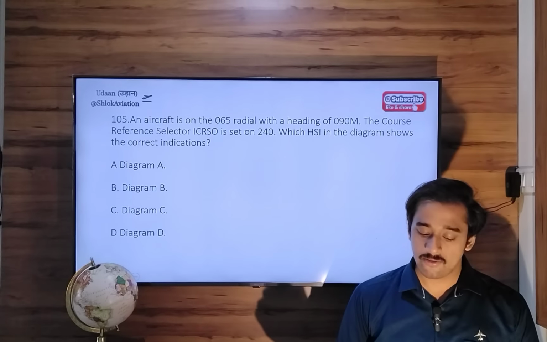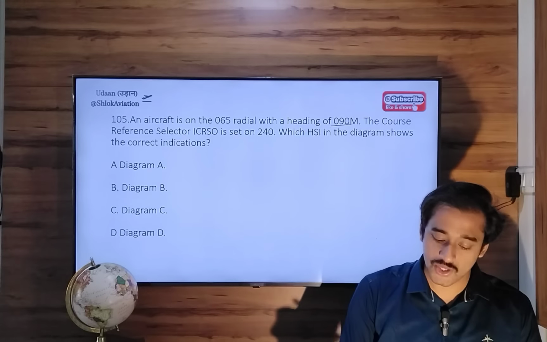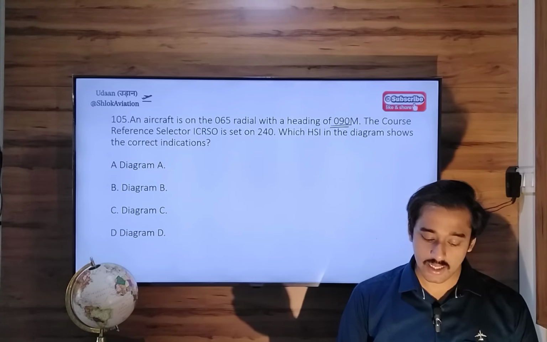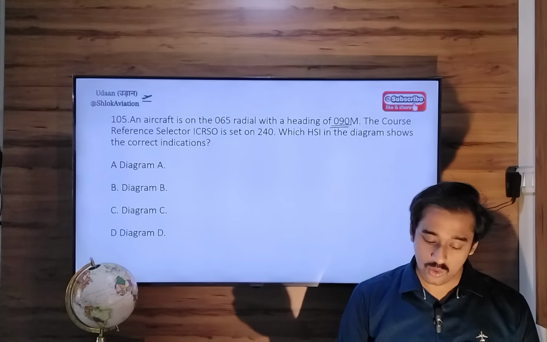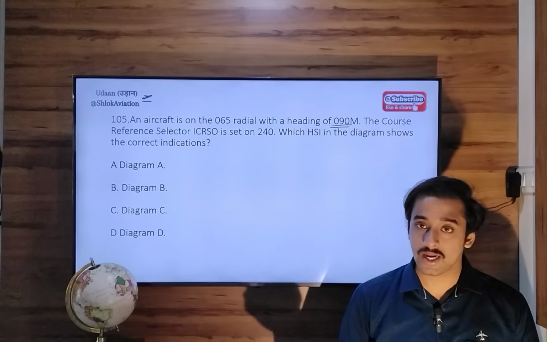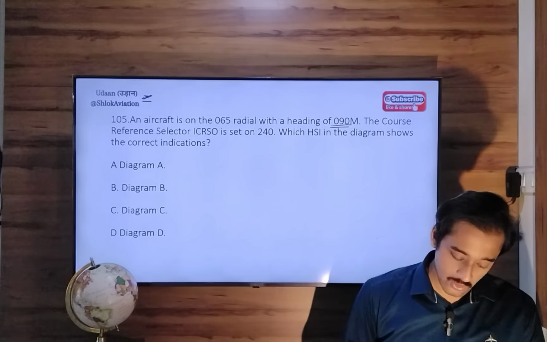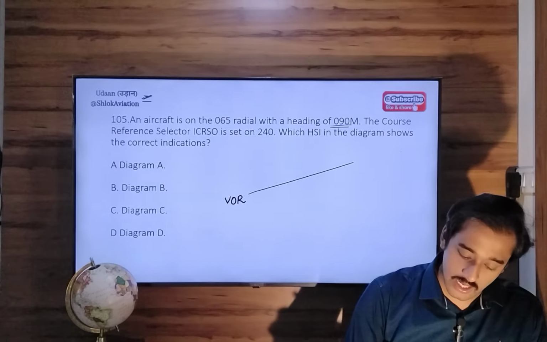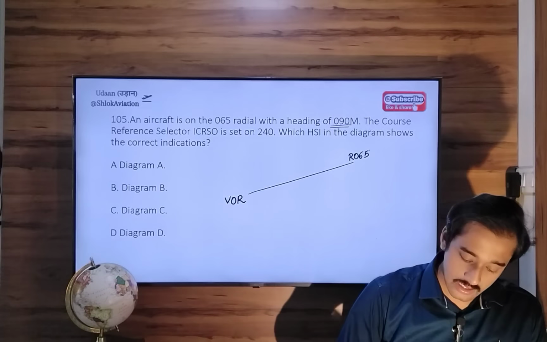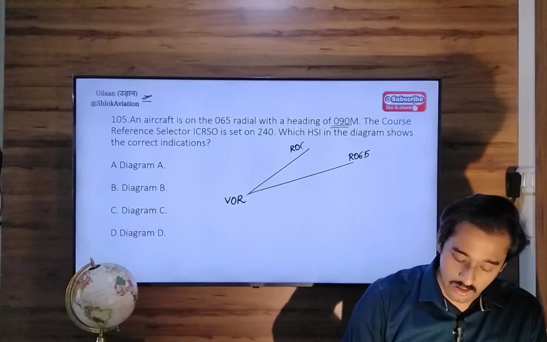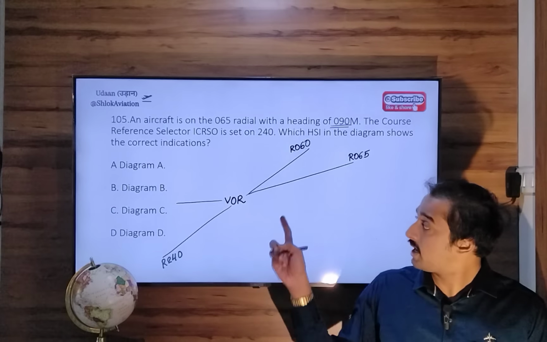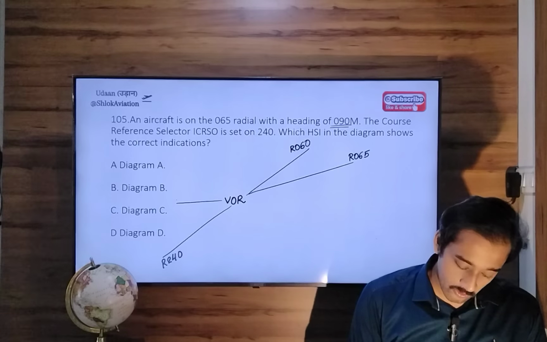Aircraft is on the 065 radial and heading is 090 magnetic. The course reference selector is set on 240. Which HSI in the diagram shows the correct indications? Now look at this. We will draw the diagram. This is your VOR station. This is radial 065. This is radial 060. The reciprocal of radial 060 is radial 240, and the reciprocal of radial 065 will be radial 245.